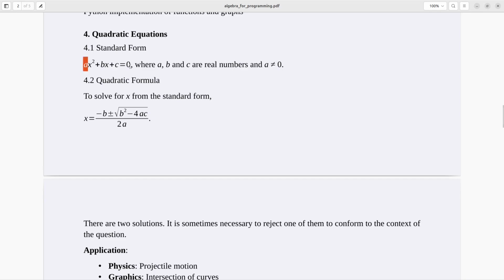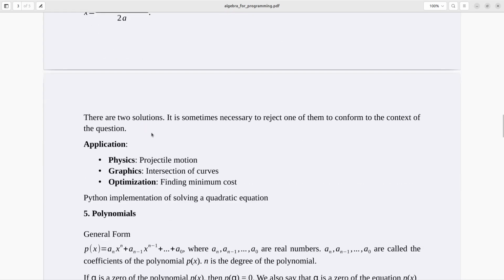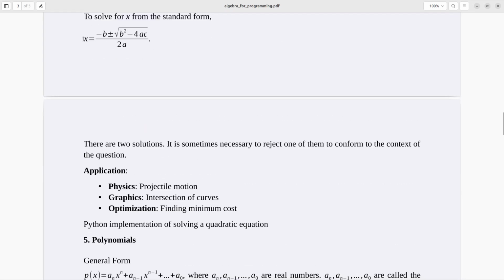So if we have 0 on one side and the quadratic function on the other side, a, b, and c will be known, and we can use these known a, b, and c to solve for x by using this formula, called the quadratic formula. There are 2 solutions coming from the quadratic formula because we have plus and minus here.